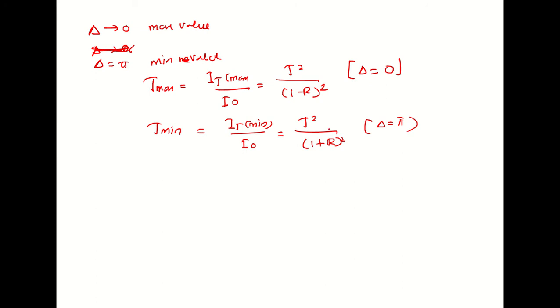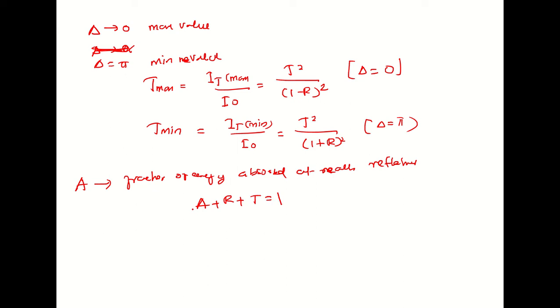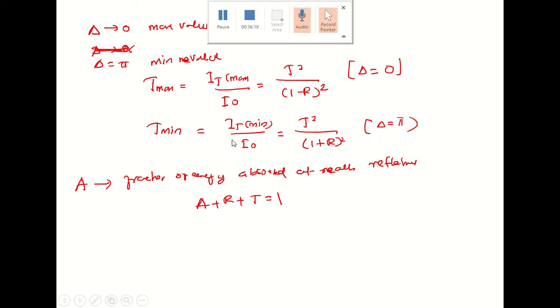So if A is the fraction of incident energy absorbed at each reflection, then we can say that by conservation of energy, A plus R plus T equal to 1, where A represents the absorbance, R represents the reflectance, and T represents the transmittance in that case.